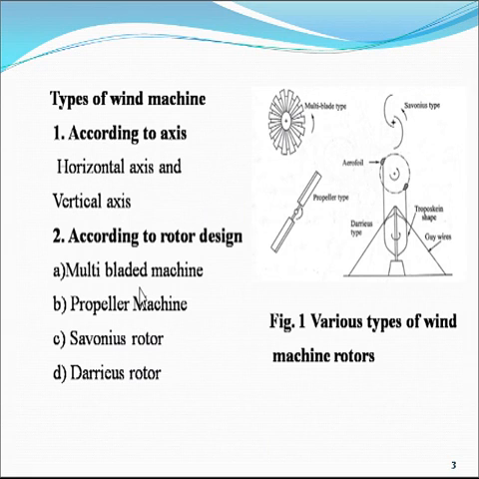Now first we will discuss types of wind machines. The first type is according to the axis of the rotor, and according to the axis of the rotor there are two types: horizontal axis machine and vertical axis machine. In a horizontal axis machine, the axis of the rotor is in the horizontal plane. In a vertical axis machine, the axis of the rotor is in the vertical plane.